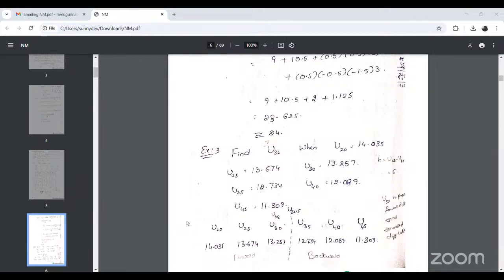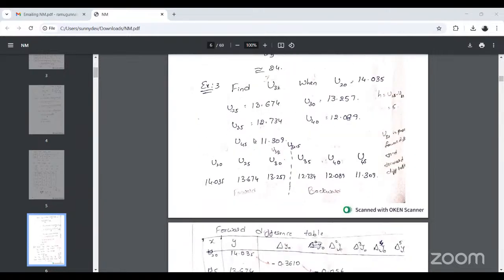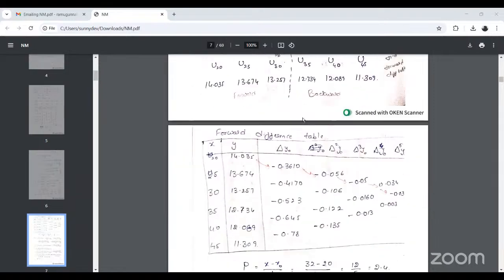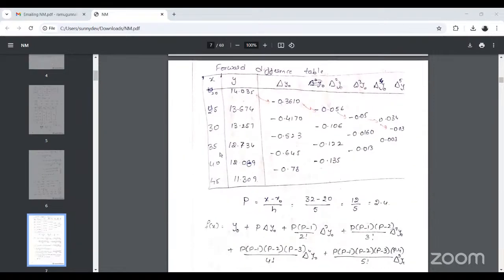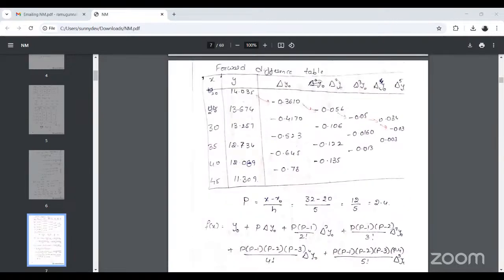This is the thing. And in the same way, see the next problem, example 3. Find U32 when U20, U25, U30 are given. 32, no? So 32 means you can take that forward only. So we can find that backward. 32 is nearest to here. Okay, so we are taking that forward, or you can take the backward also.